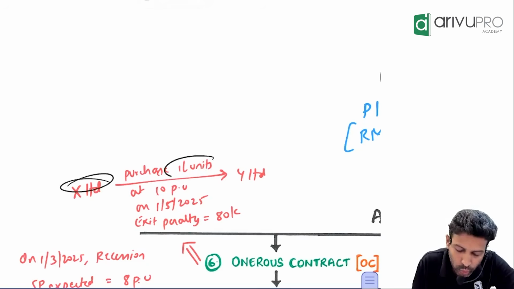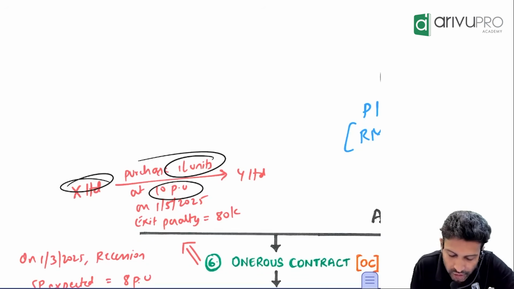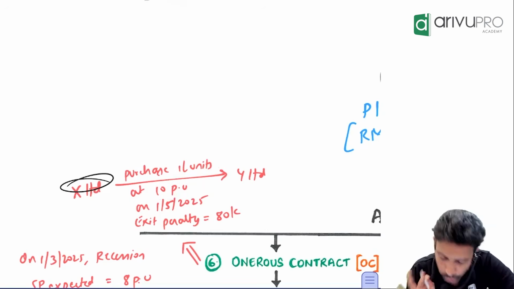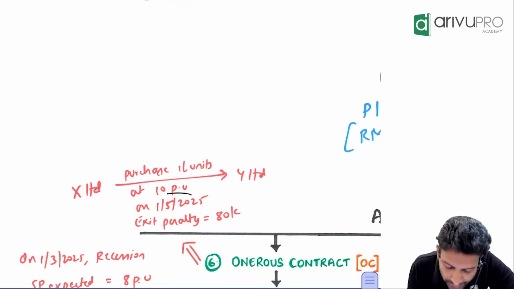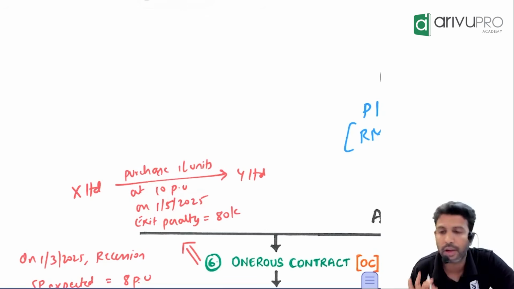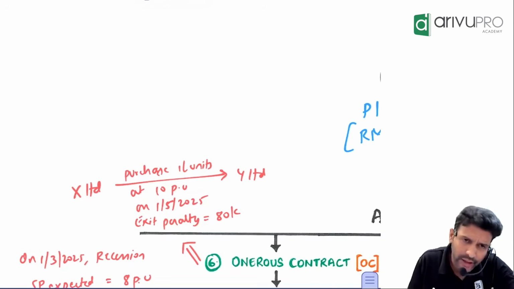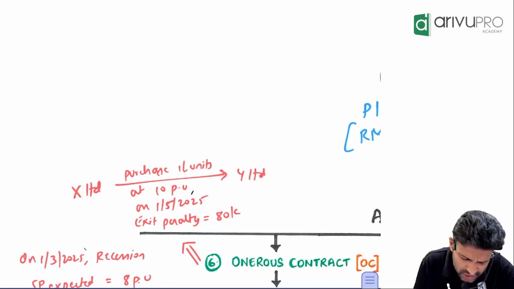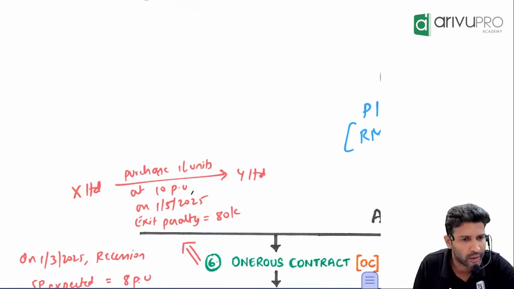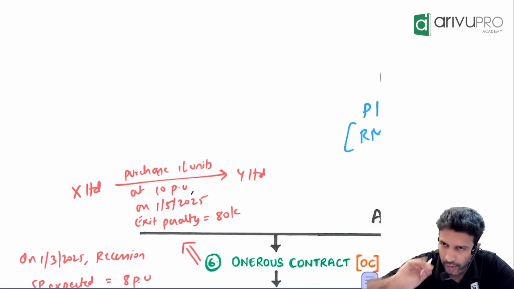X will purchase 1 lakh goods at a price of 10 per unit. When will they buy? 1st May 2025. They have made the contract today. Let's say today is 1st March 2025. So we have made the contract today, that is 1st March.